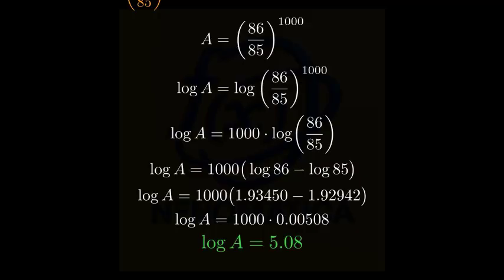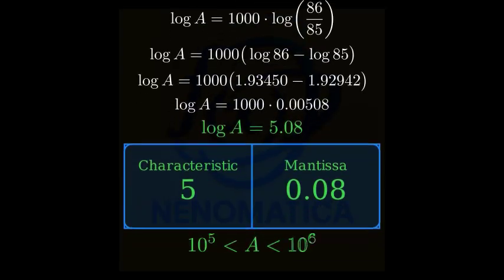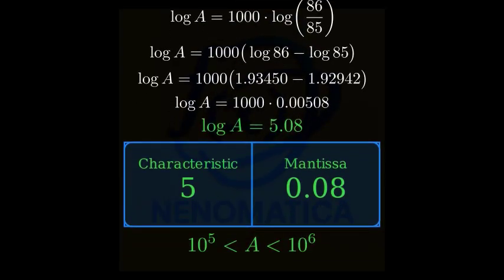The integer part of log a is called the characteristic. Here the characteristic is 5, and the fractional part, the mantissa, is 0.08. A characteristic of 5 means a lies between 10 to the 5th and 10 to the 6th.